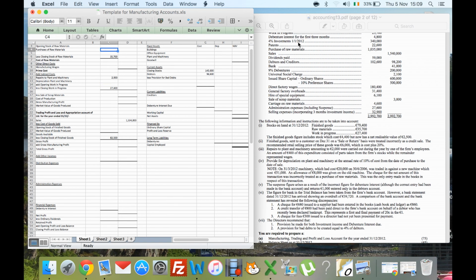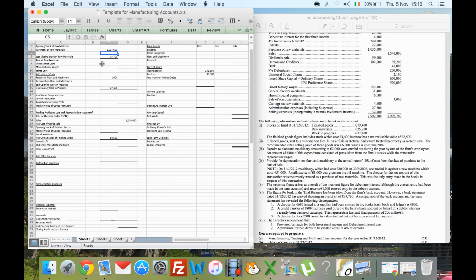So purchase of raw materials is 1035. And I'll take away the parts which cost 400. And then the remainder represented wages. So 400 taken away from that is 1600. So 1600 was taken from wages. So that's direct factory wages is the figure we're talking about here.